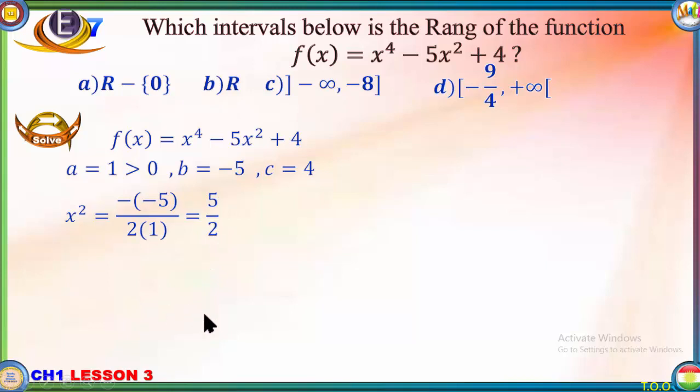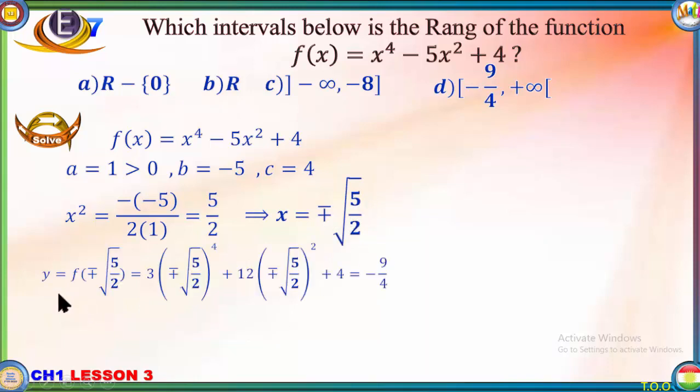And now taking the square root of both sides, then x equals plus or minus the square root of 5 over 2. Then y equals minus 9 over 4.